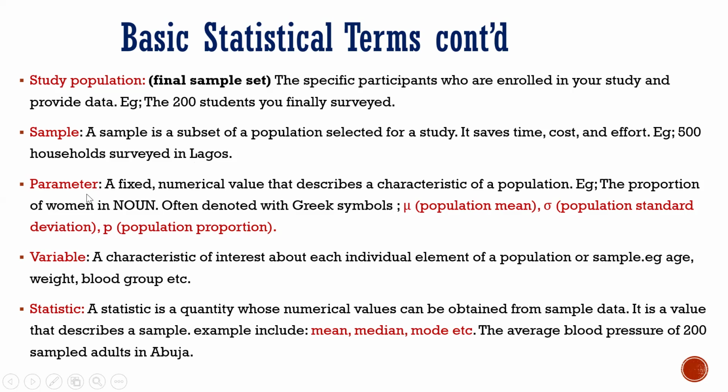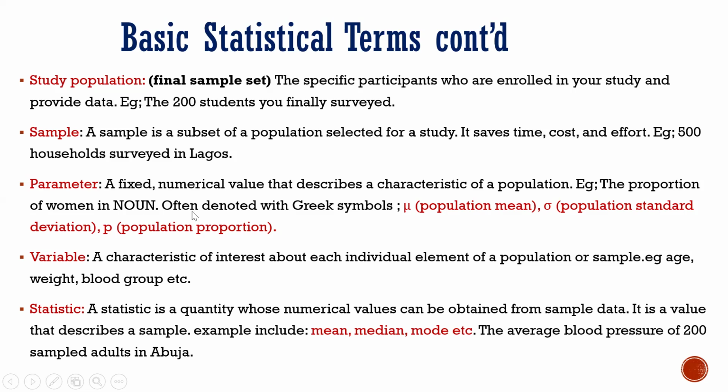Then we also have another term, which is parameter. Parameter is a fixed numerical value that describes a characteristic of a population. So when you hear parameter, what should come to your mind is population, characteristics of a population. That is a key word here: characteristics of a population. For example, we are talking of the proportion of women in maybe National Open University.